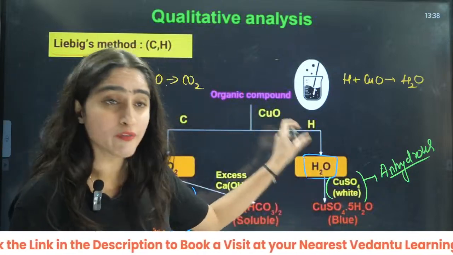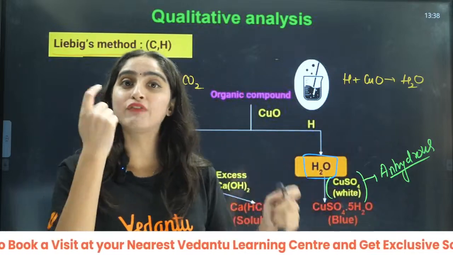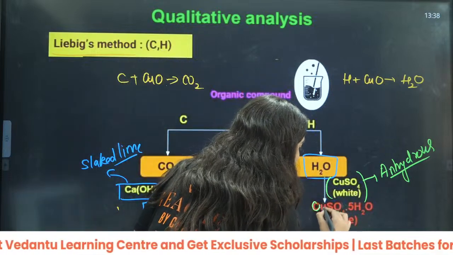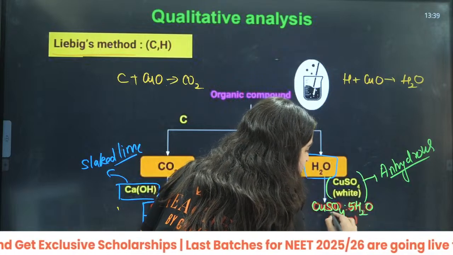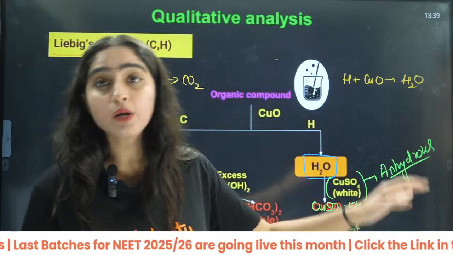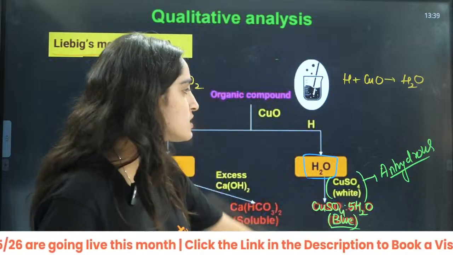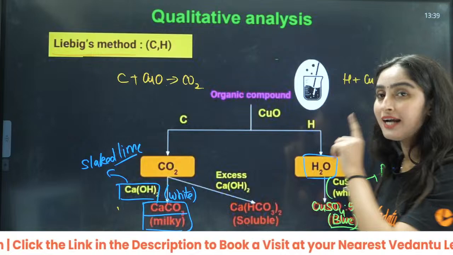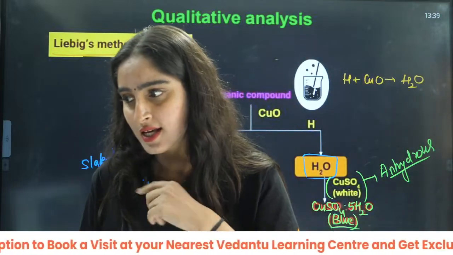So what we will do is react this with anhydrous copper sulfate, and it will attach as water of crystallization to form CuSO4·5H2O, which is blue in color. We know that crystals of that are blue. So that will be blue in color, and hence you will have the detection of hydrogen and carbon in the organic compound. That was the first test.